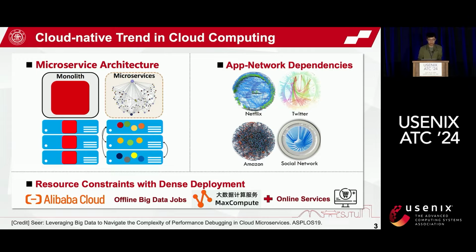It also brings more complicated dependencies between applications and the network. Meanwhile, cloud vendors adopt mixed deployment of lots of applications to improve fundamental resource utilization. In the practice of Alibaba Cloud, operators co-locate I/O-intensive big data jobs and CPU-intensive online services. Such a mixed deployment causes a more resource-constrained cloud-native environment.